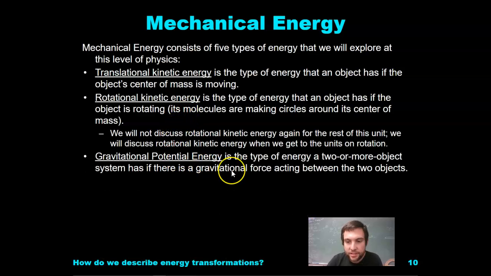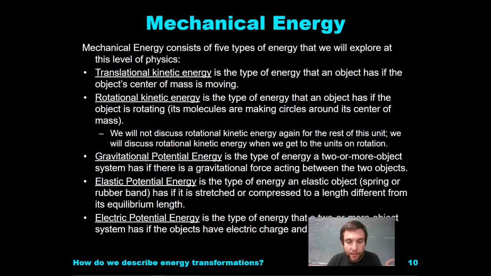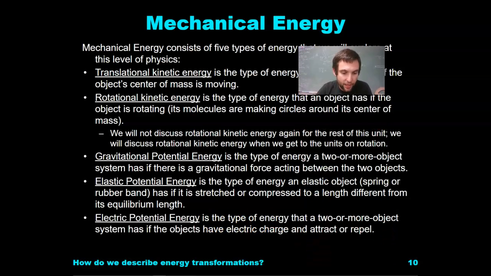Gravitational potential energy is the type of energy a 2 or more object system has if there is a gravitational force acting between the 2 objects. Elastic potential energy is the type of energy an elastic object has if it's stretched or compressed to a length different from its equilibrium length. Electric potential energy is the type of energy 2 or more object systems have if the objects have electric charge and attract or repel, not relevant to us in this specific class.